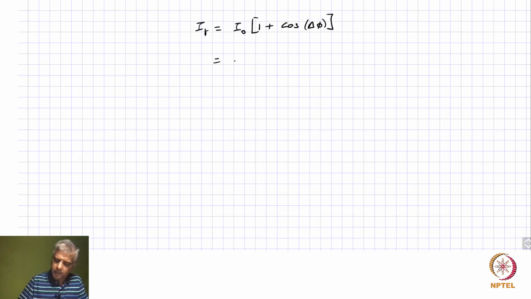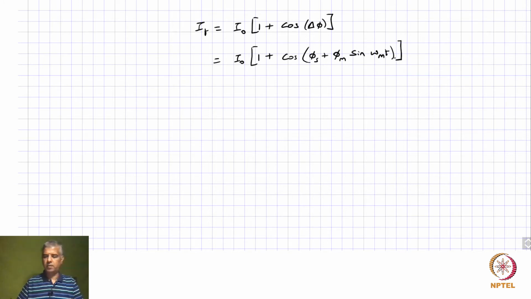And this we can write out as I naught times 1 plus cos of phi s plus phi m sine of omega m t. And that again is of the form cos of a plus b. So then you say it's equal to cos a cos b plus sin a sin b.